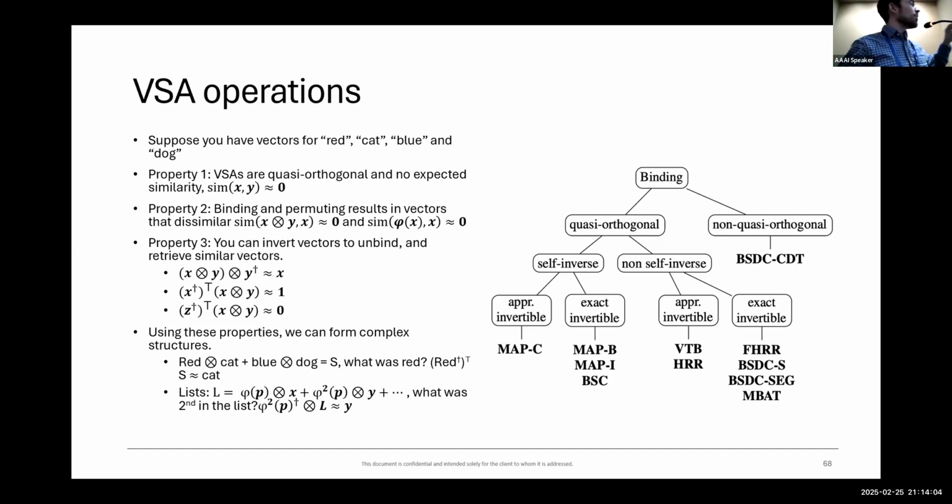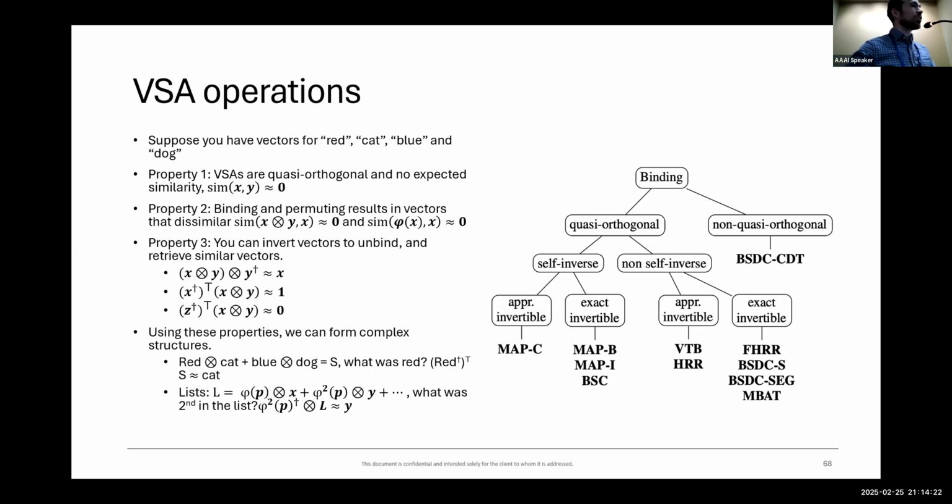But now, everything I've told you about gives us the foundations to start doing weird, interesting things. So I can do the red cat and the blue dog. That's a sentence. I can ask what was red. I can ask what was blue. I can ask, is there a frog in the sentence? And I get something approximately equal to 0. So no, there's no frog here.